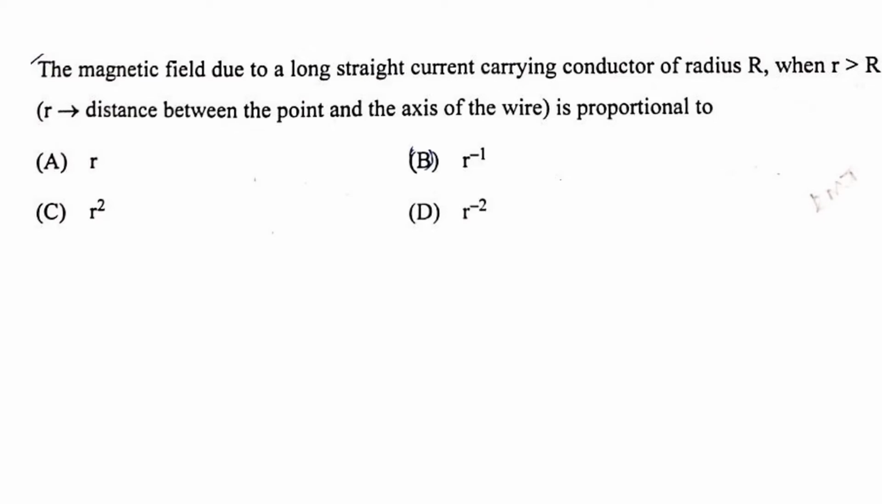The magnetic field due to a long straight current carrying conductor of radius R when r is greater than capital R. R is the distance between the point and the axis of the wire is proportional to, here magnetic field is from standard formula, magnetic field is given by B is equal to mu naught divided by 4 pi 2 I by R, where I is the current and R is the distance between the point and the axis of the wire. Therefore, magnetic field is proportional to r raised to minus 1.